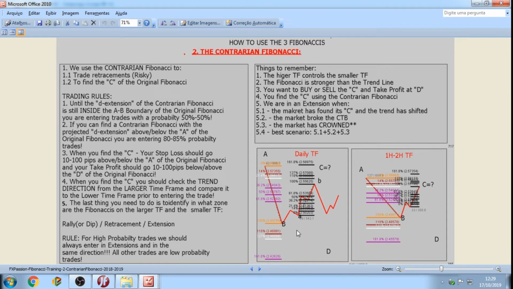But my question was, if the Contrarian is broken, yes, Miguel, you said if the contrarian is broken, the C is not valid anymore. Sorry, Passion, don't be sorry. But the answer is no. Why would the C not be valid anymore? If you're talking about the sub C, Miguel, then the answer is yes. If you're talking about the original C, then the answer is no. Boss, if the A of the original is broken, then you reverse the Fibonacci's.